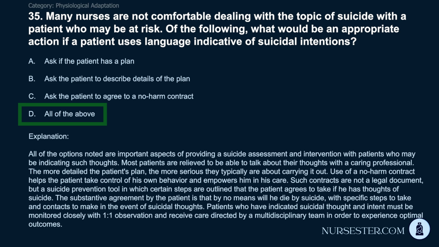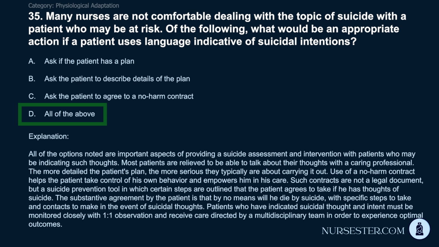All of the options noted are important aspects of providing a suicide assessment and intervention with patients who may be indicating such thoughts. Most patients are relieved to be able to talk about their thoughts with a caring professional. The more detailed the patient's plan, the more serious they typically are about carrying it out. Use of a no-harm contract helps the patient take control of his own behavior and empowers him in his care. Such contracts are not a legal document, but a suicide prevention tool in which certain steps are outlined that the patient agrees to take if he has thoughts of suicide.